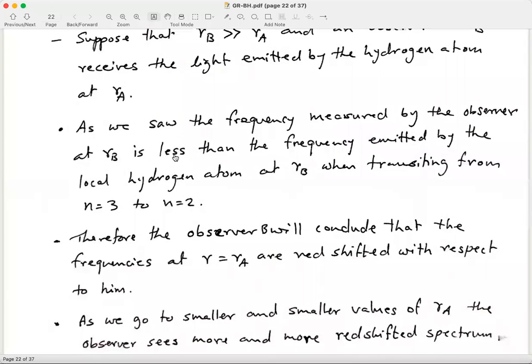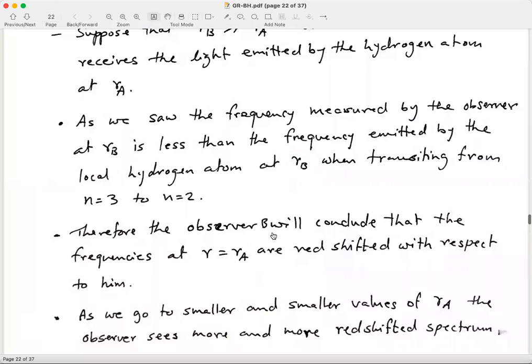Now as we saw, physically what is happening is that if RA is smaller than RB, then the gravitational energy available at R equals RA is larger than the gravitational energy available at R equals RB, and as a result, you would think that the energy available at R equals RA is much larger. On the other hand, the observer sitting at R equals RB is going to conclude it's exactly opposite. The observer sitting at R equals RB is going to conclude that the frequencies at R equals RA are redshifted.